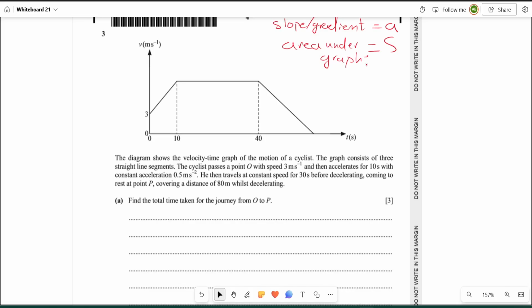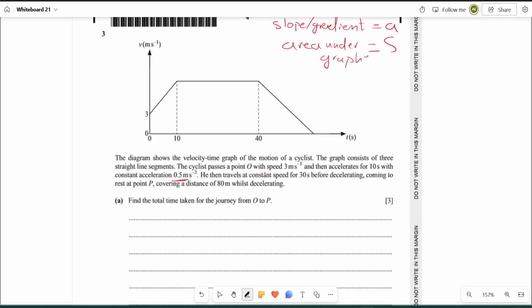This is what should come to your mind straight away when you hear the words velocity time graph. The velocity time graph of the motion of a cyclist consists of 3 straight line segments. The cyclist passes a point O with speed 3 and then accelerates for 10 seconds with constant acceleration. I already know this is a constant acceleration because the slope here is constant and slope is basically acceleration, so that means that acceleration is also constant. It already gave me the acceleration, 0.5.